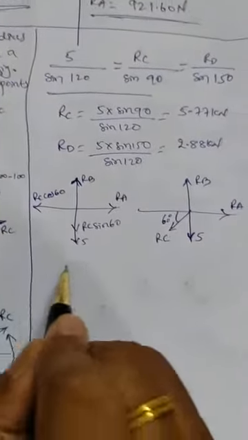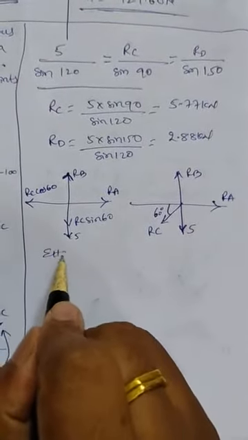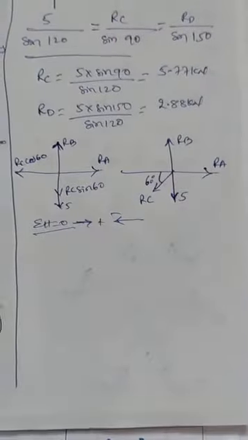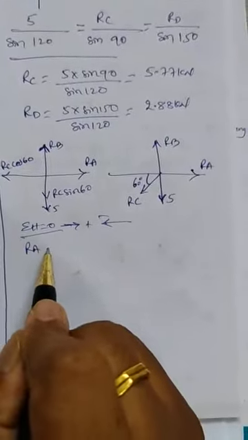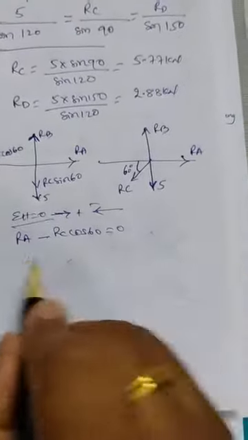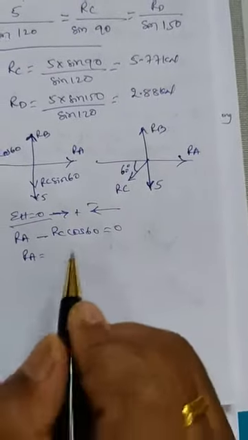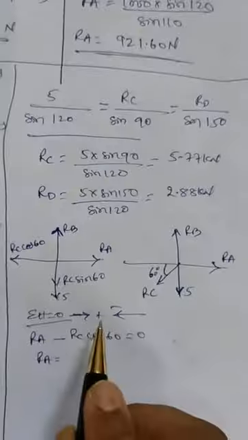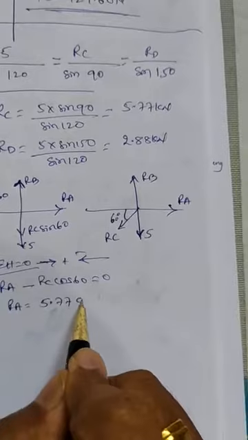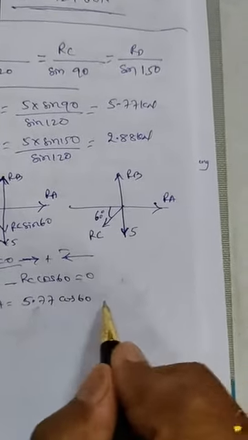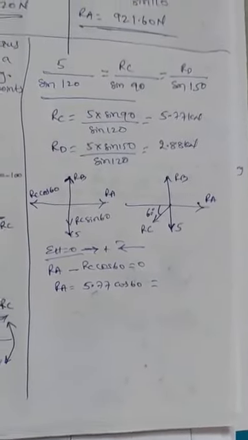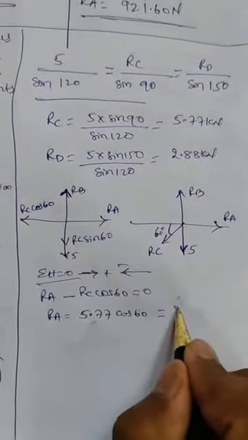Now we make the summation of H equal to 0. Right side acting forces are positive, left side acting forces are negative. This is the sign convention. RA is acting towards the right, so RA minus RC cos 60 is equal to 0. So RA is equal to RC, which is already known as 5.77, times cos 60. Therefore RA is 5.77 cos 60, which is 2.88.